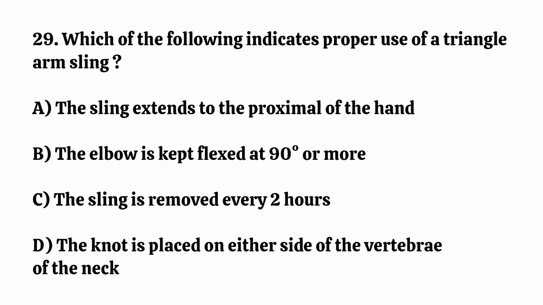Next question. Which of the following indicates proper use of a triangle arm sling? A. The sling extends to the proximal of the hand. B. The elbow is kept flexed at 90 degree or more. C. The sling is removed every 2 hours. D. The knot is placed on either side of the vertebrae of the neck. Answer is option D. The knot is placed on either side of the vertebrae of the neck.